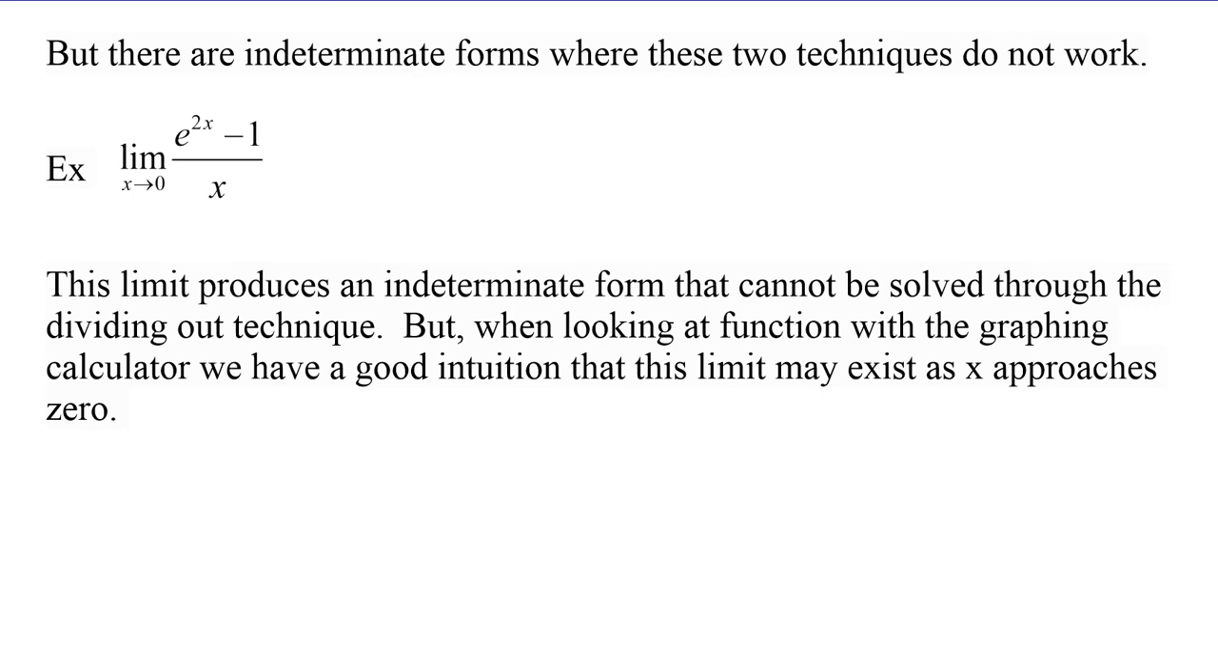But I urge you to pause right here and graph e to the 2x minus 1 over x. I don't have a graphing calculator that I can switch to on my computer, so like I said, take the time, pause here, and then graph that. When you come back, you will see that clearly this thing does have a limit at 0. The function goes towards a value from the left and from the right and points to the same value if you put it in correctly.